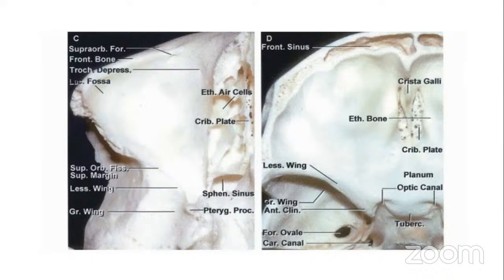The crista galli serves as the site of attachment for the falx cerebri. So in diagram D, you can see the crista galli, which serves as the site for attachment of the falx cerebri.